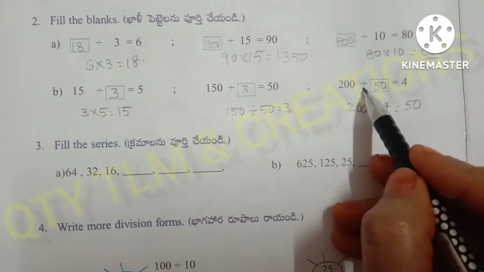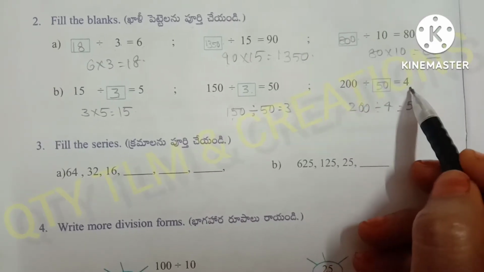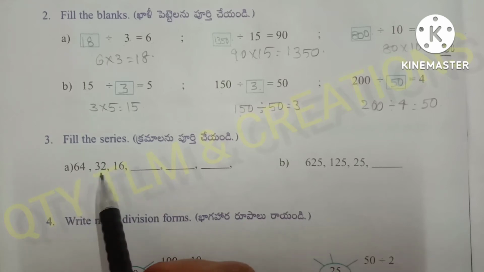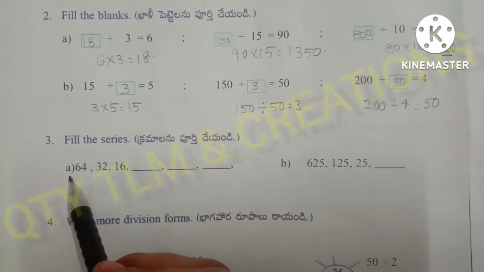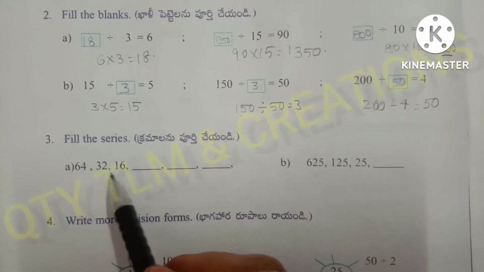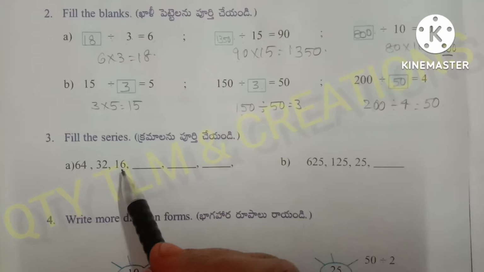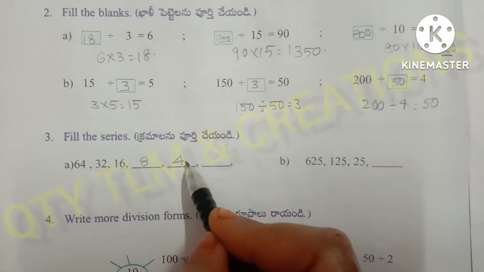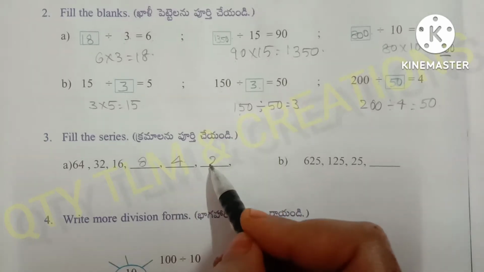So 200 divided by 50 equals 4. Next, fill the series A: 64, 32, 16. Here 2 divides 64 for 32 times, 2 divides 32 for 16 times, 2 divides 16 for 8 times, and 2 divides 8 for 4 times. 2 divides 4 for 2 times.